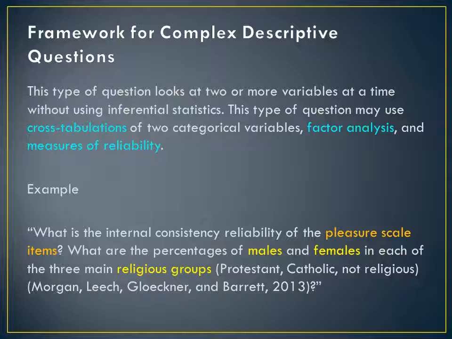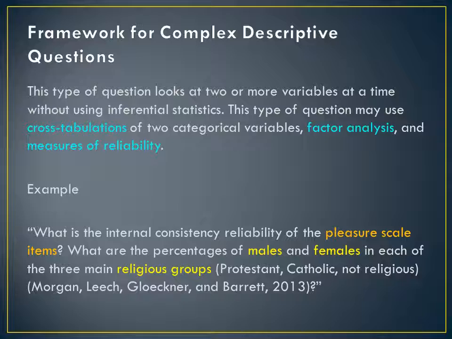In this type of question, we would use cross-tabulations of two categorical variables, factor analysis, or measures of reliability to discuss or answer the complex descriptive questions. Here's an example. What is the internal consistency reliability of the pleasure scale items? What are the percentages of males and females in each of the three religious groups?